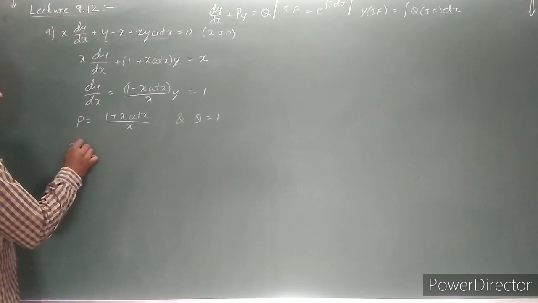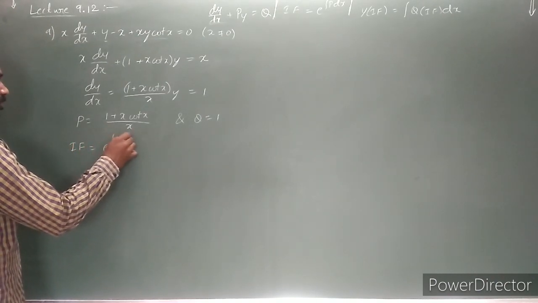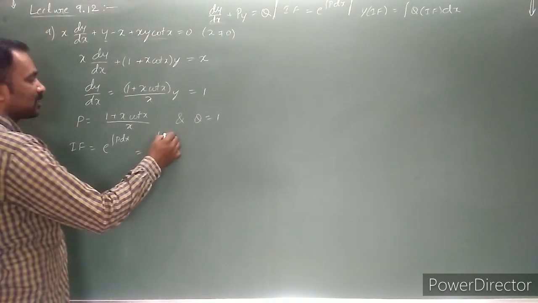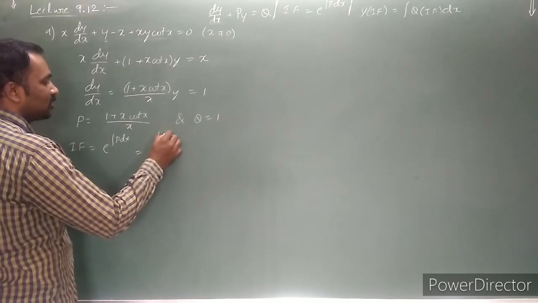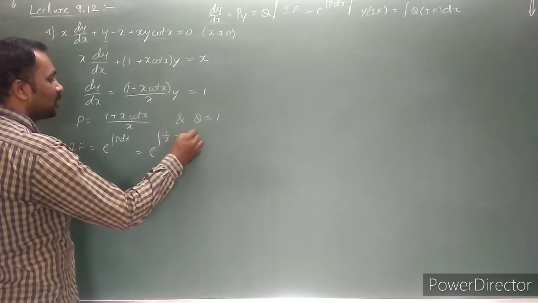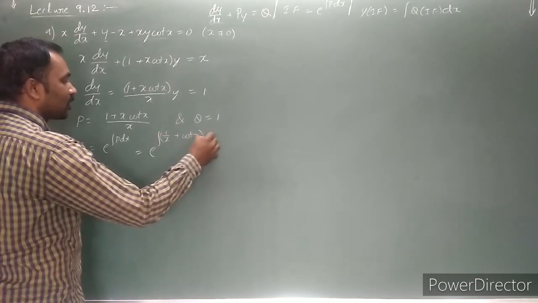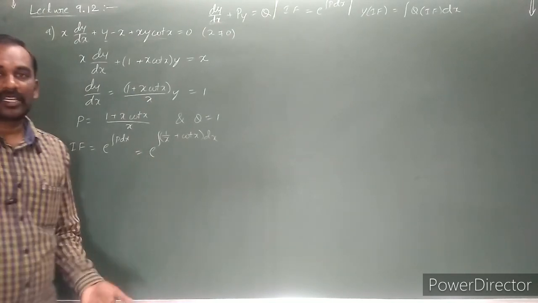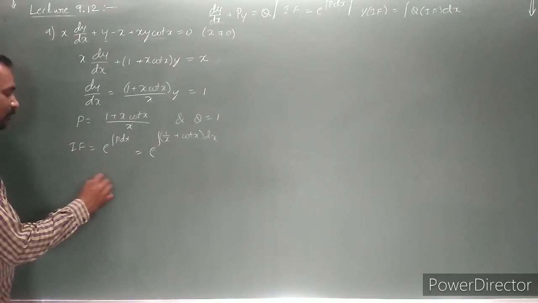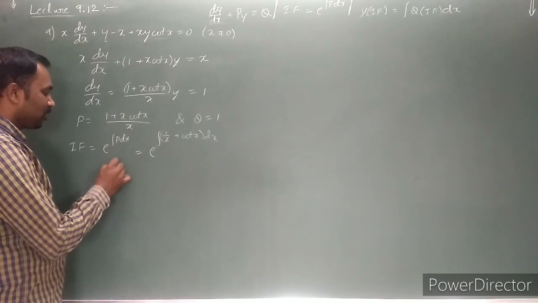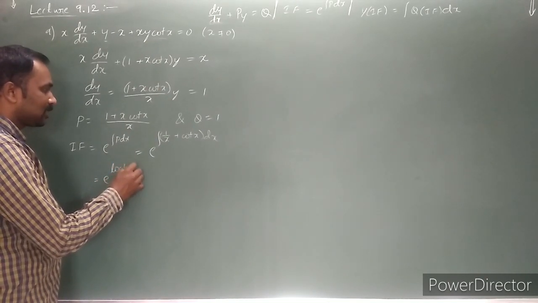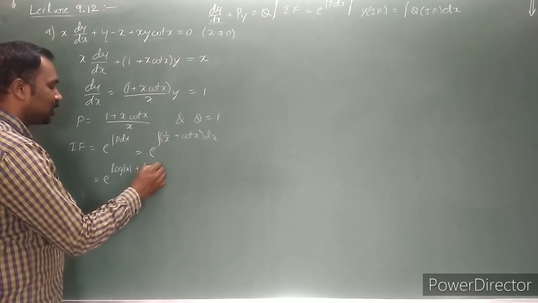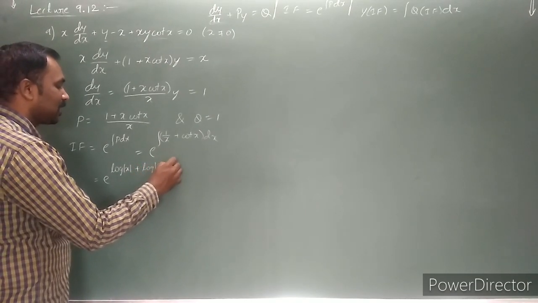Okay, simplify. Integrating factor is e power integration of p dx, e power integration of this one. I just split this as 1 by x plus cot x, dx. We already know the integration of 1 by x and of cot x, so replace and simplify. E power: the integration of 1 by x is log of mod x, plus, as it is, the integration of cot x, which we just used, log of mod sin x.